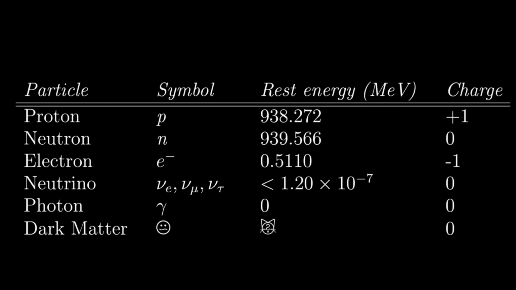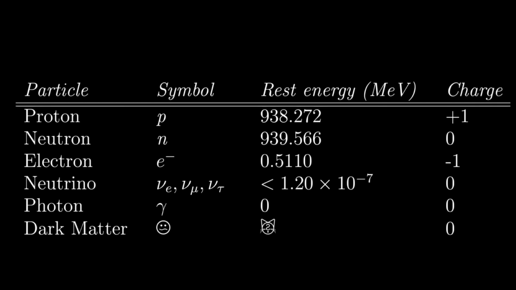And each of them, as you see in this little table, we have their symbols, where the proton is a P and neutron an N and electrons an e with a superscript minus. You have the neutrinos, which are the Greek letter nu, and they are three different flavors: the electron, mu, and tau. Photons are always given by gammas. And dark matter, we don't know what it is, so I'm just giving a crazy little icon there.